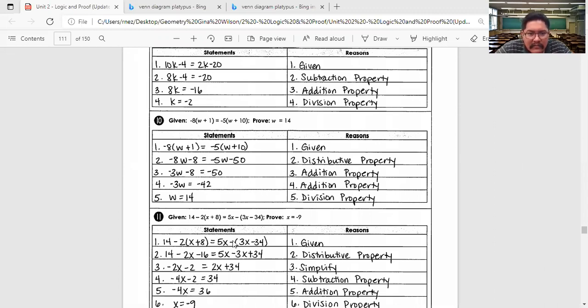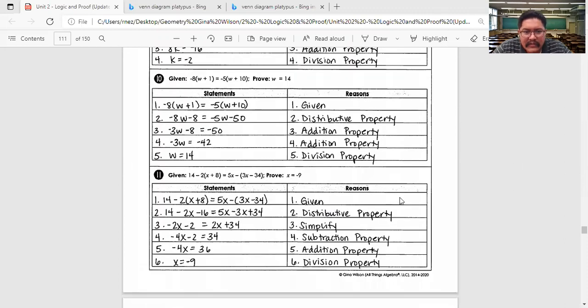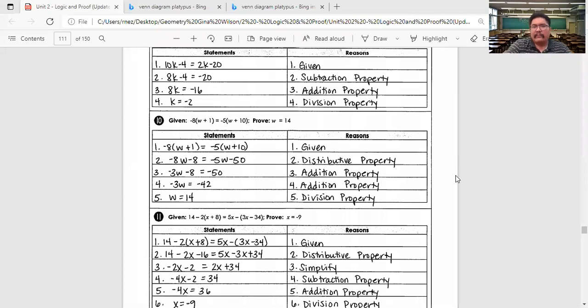Take care of our parentheses, simplify, subtract. And that last one seems pretty straightforward. I don't see anything that would be really tricky. But anyway, there we go.